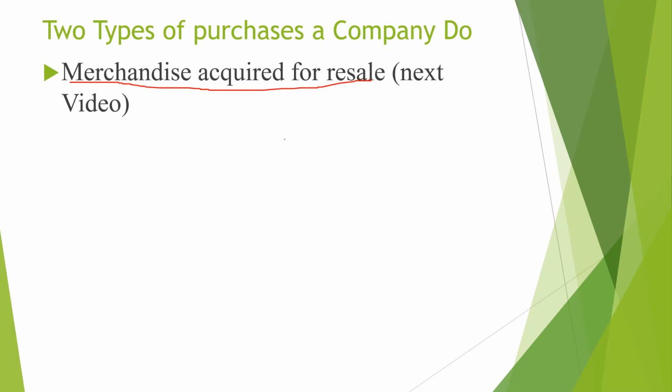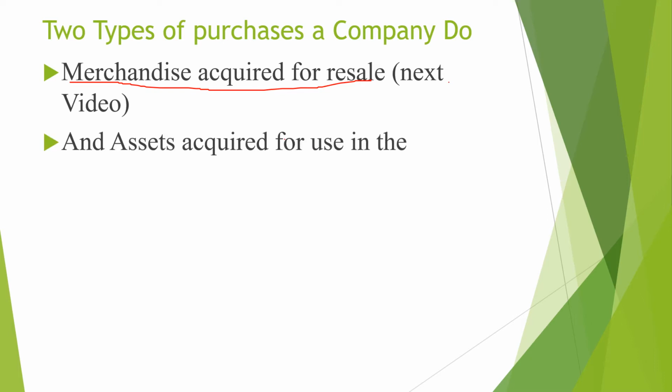The next type is assets acquired for use in the business. This could be tables, chairs, or maybe a computer that is used inside the business. It's not for resale.